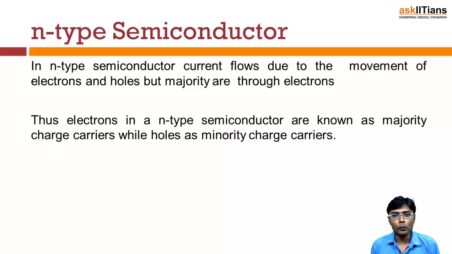Since electrons are more in number, they are called the majority charge carriers, and holes are comparatively less in number, so we can say that they are called or known as minority charge carriers.